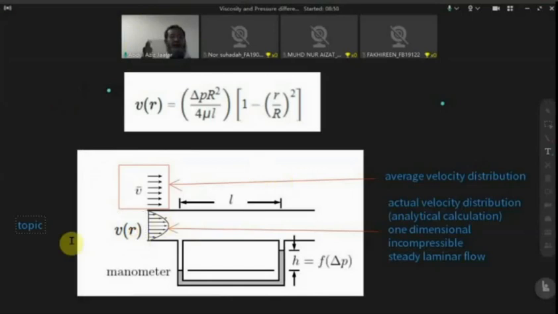Right, as I said, the actual velocity distribution is very important when we go to learn the topic related to losses, major losses in the pipe. When we say major losses in the pipe, I mean it's not pipe fittings like the entrance or at the bend. So major losses refer to the pipe itself.